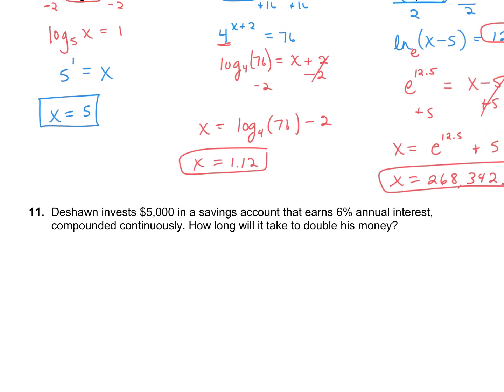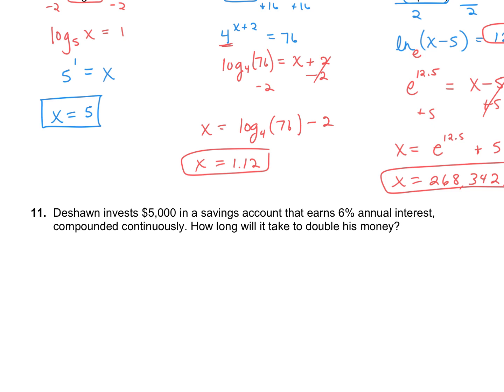All right, last one for this page. We got Deshawn, who invests $5,000 in a savings account that earns 6% annual interest, compounding continuously. How long will it take to double his money? All right, so they're asking us how long something will take. So that just gives us a heads up. We're going to have to find the time, or solve for the time, in our problem.